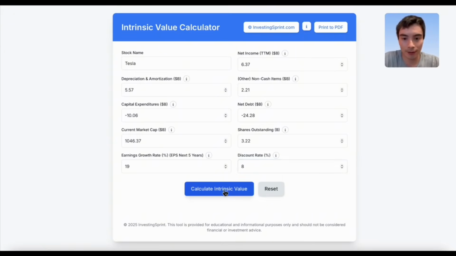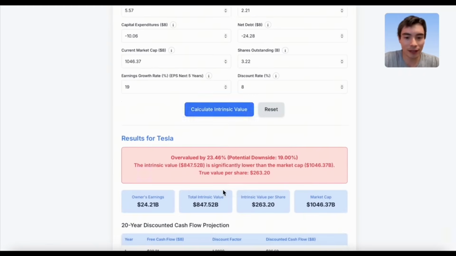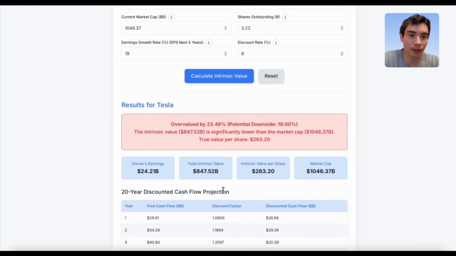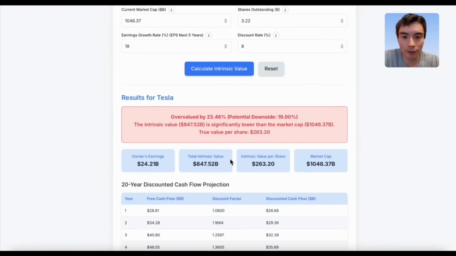So let's do it. Here we can see that based on this calculator, it's actually overvalued by 23% with a potential downside of 19% from today's price. The intrinsic value, 847 billion, is significantly lower than the market cap. So it's a $1 trillion market cap, and according to this calculator, it's overvalued. So the true value per share is 263.